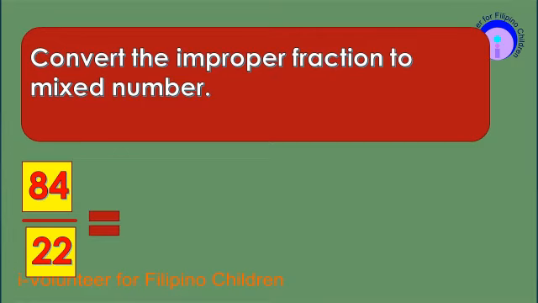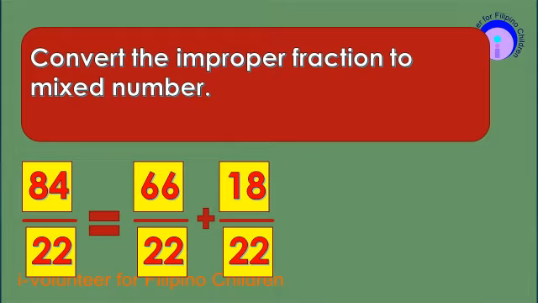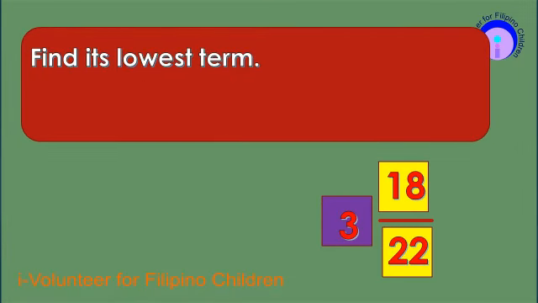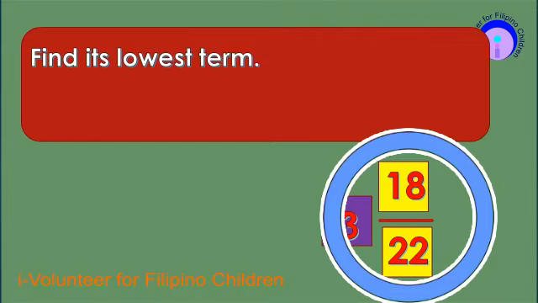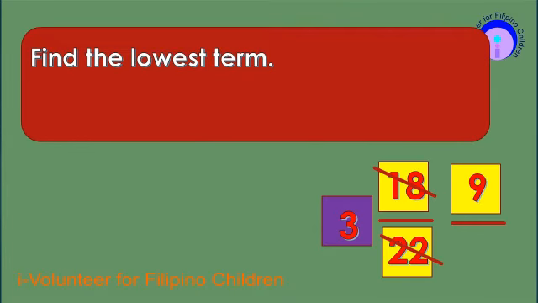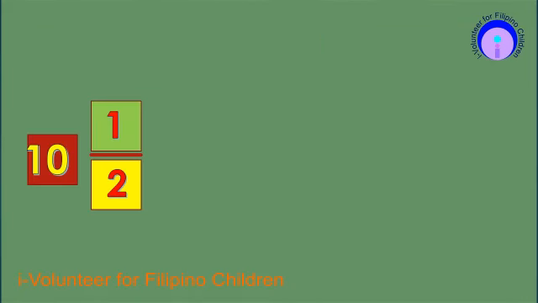Now, let's convert 84 over 22 into a mixed number. The fractional part 18 over 22 can still be reduced into its lowest term. Both numerator and denominator are divisible by 2. And this is the final answer.